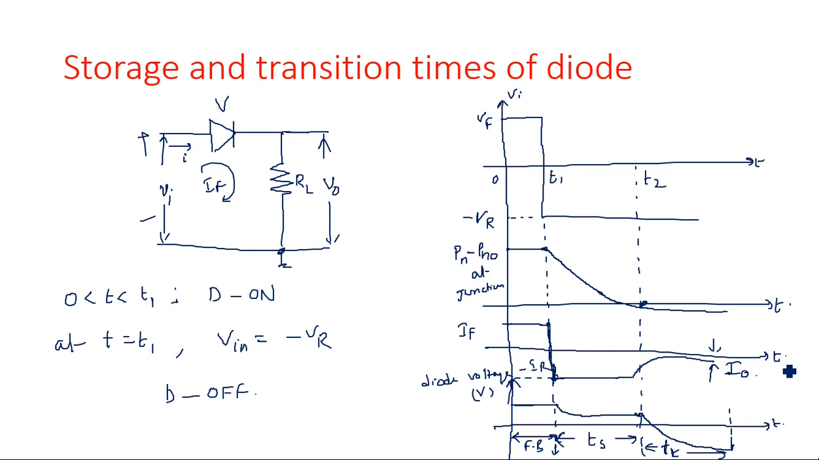Remember one thing: all these time instants I am discussing here, storage time and transition time, are very minute things. They are discussed whenever we go in depth into the operation of the diode. But when you consider the ideal practical characteristics, storage time and transition times are not considered at all. They are of very small duration, nano and picoseconds, so they are not considered. But when really discussing the entire in-depth operation, then storage time and transition times come into existence.